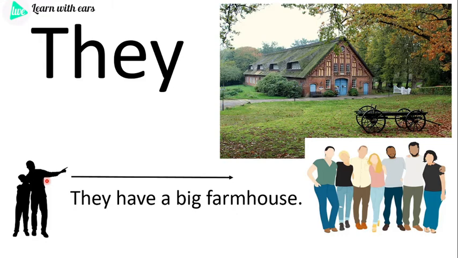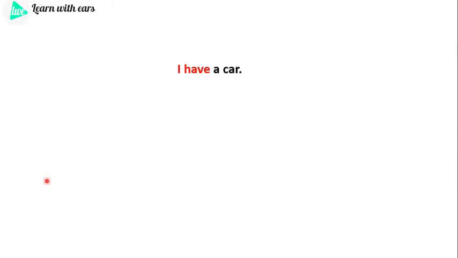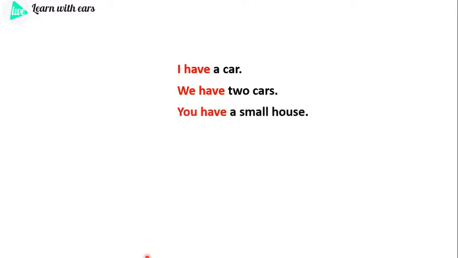Now let's do some practice. I have a car. With I, we use have. We have 2 cars. With we use have. Next, you have a small house. With you, we use have. A means singular. You have a small house.